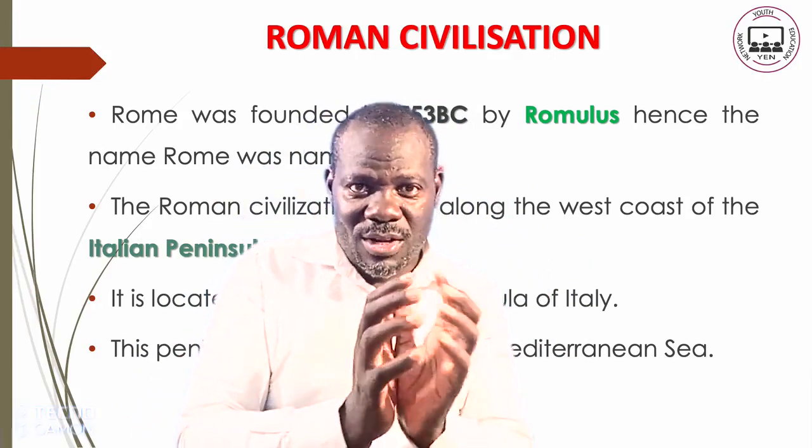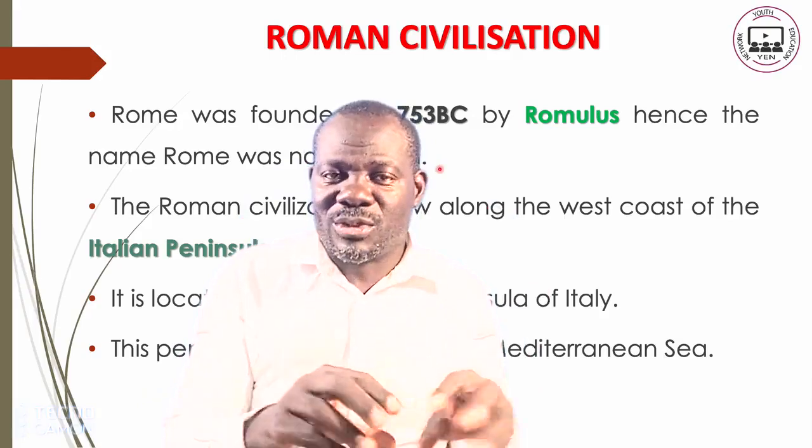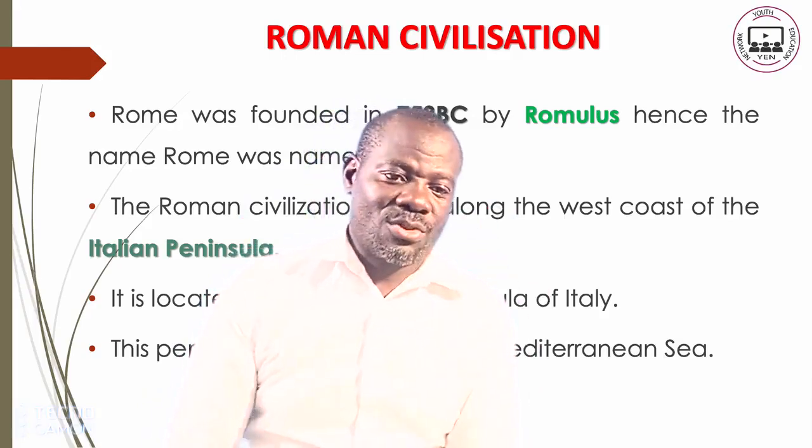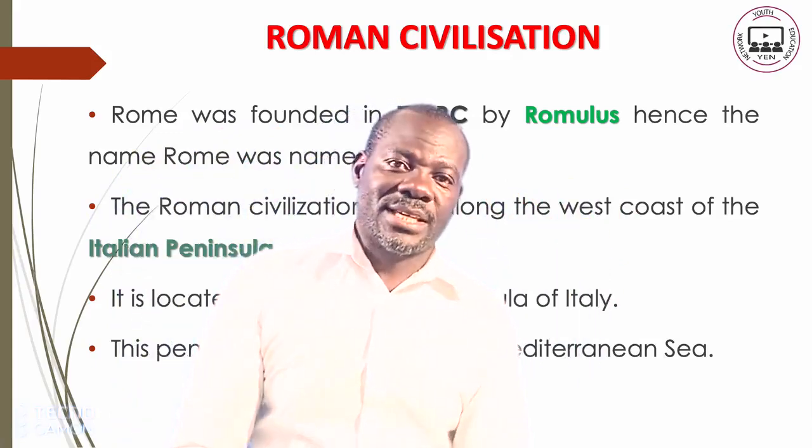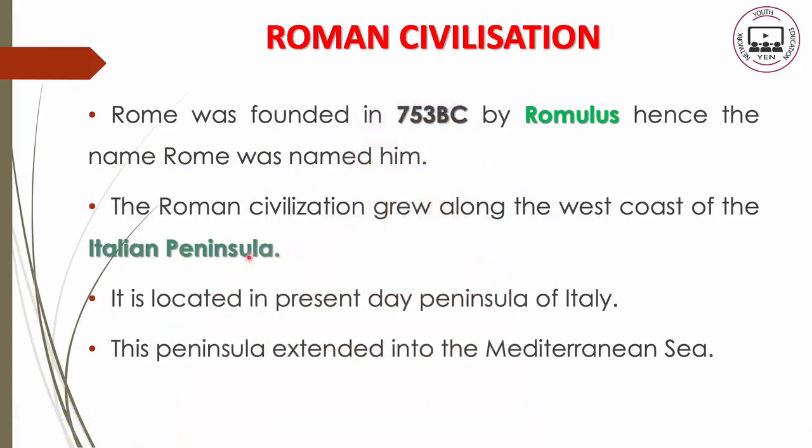Then Rome was named after him, after Romulus. So it started to grow until it made a big civilization. The Roman civilization grew along the west coast of the Italian peninsula.